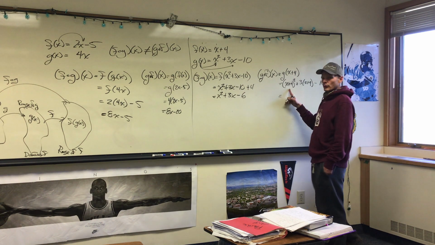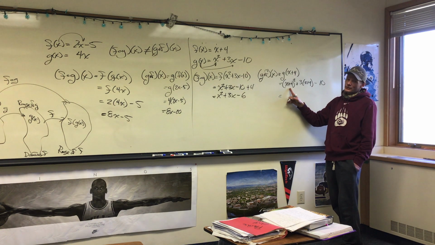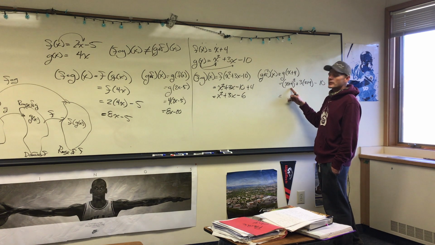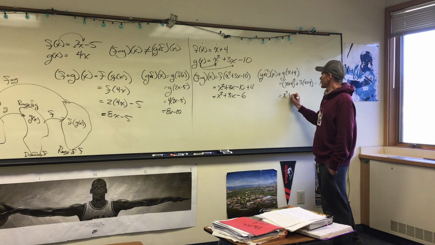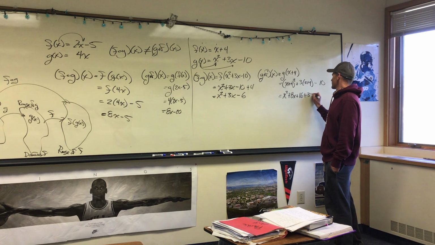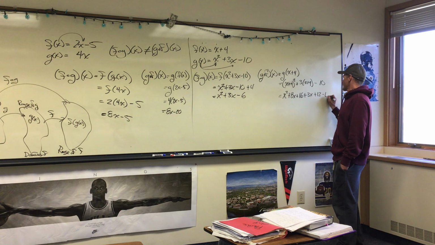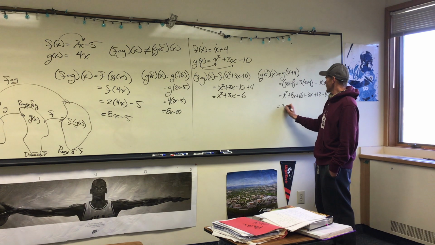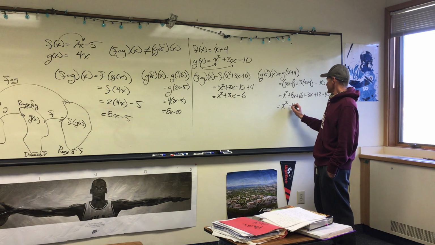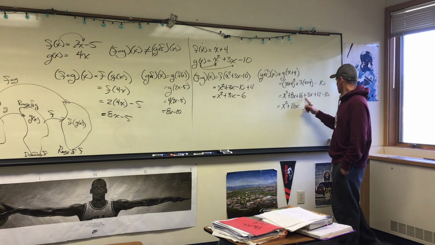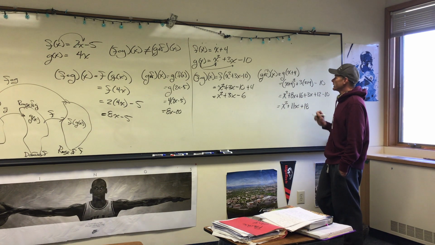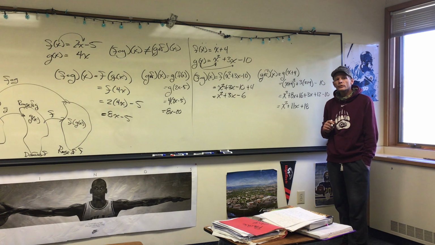So this is a FOIL. Remember, this is not equal to x squared plus 16. It is x plus 4 times x plus 4, or x squared plus 8x plus 16 plus 3x plus 12 minus 10. Collect like terms, we have x squared plus 11x plus 18. And that is the new function g composed with f.